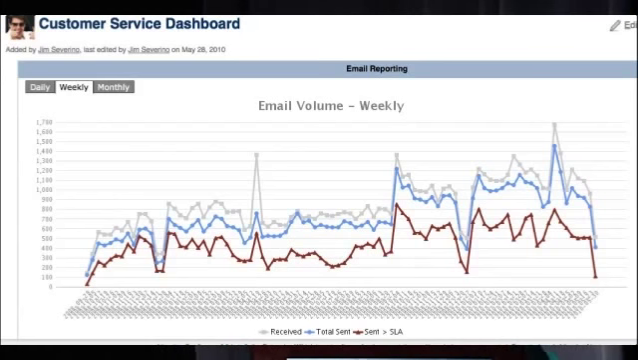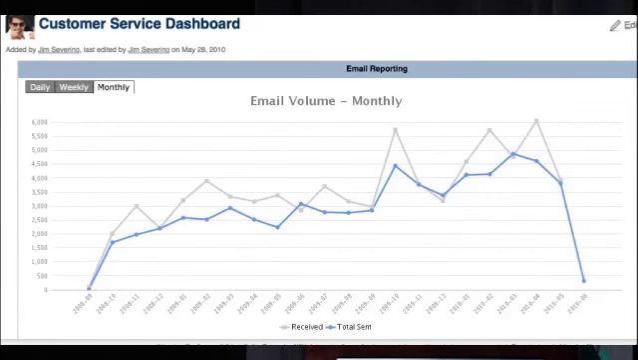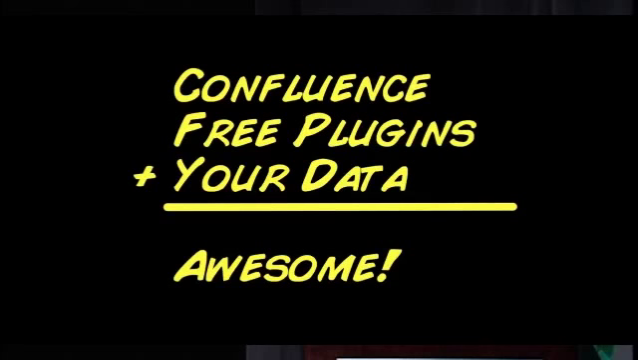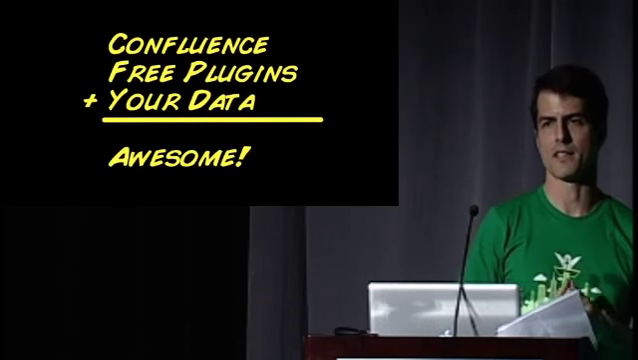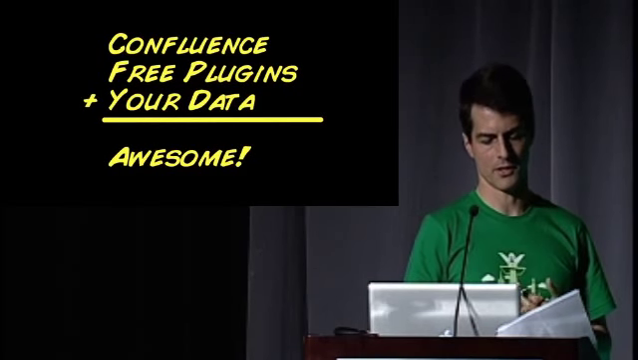Now those tabs are set up by the Composition plugin. That comes from Customware. That's another freely available plugin. So they can flip between daily, weekly, and monthly and view it on whatever time scale they want to see. And that's pretty neat. All this comes from a few free Confluence plugins, and it's not hard to do. And that's what I'm going to show you how to do today.